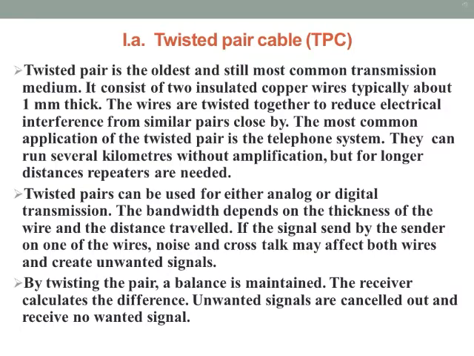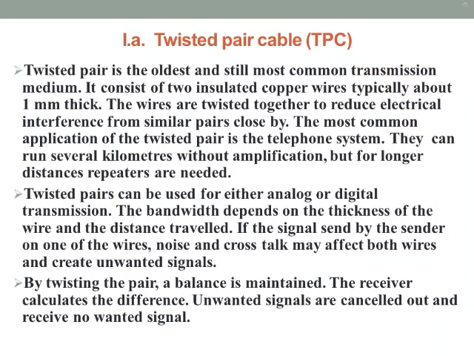The most common application of the twisted pair is the telephone system. They can run several kilometers without amplification. But for longer distances, repeaters are needed. Twisted pairs can be used for either analog or digital transmission. The bandwidth depends on the thickness of the wire and the distance traveled.